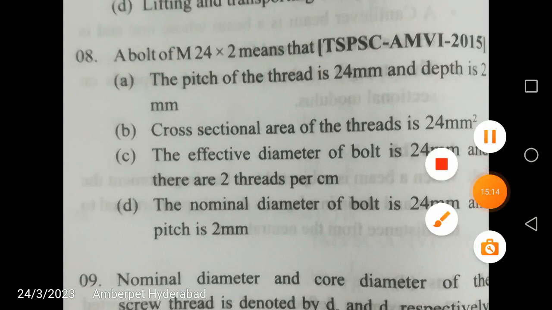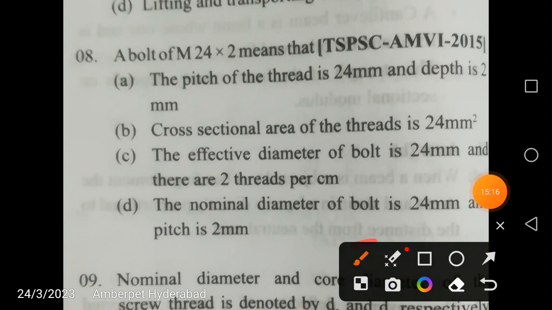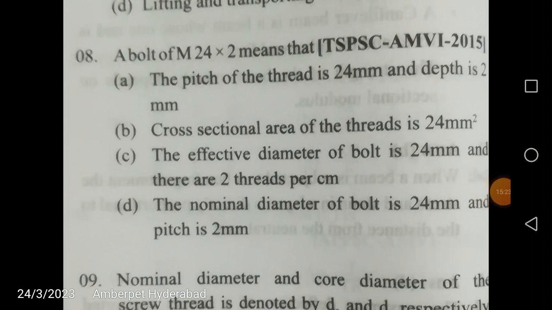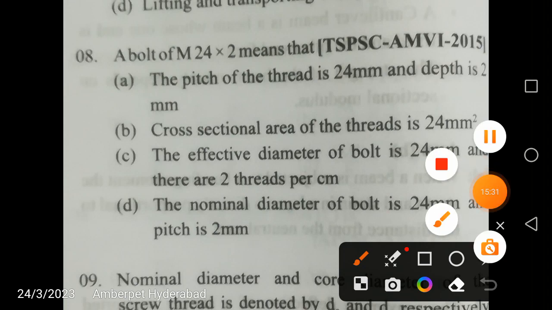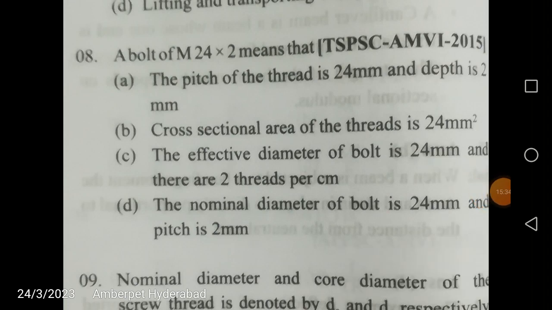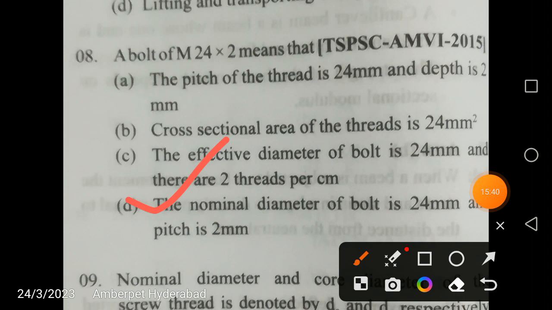The nominal diameter or major diameter, or it is DO, is 24, and M here signifies metric thread, and 2 is the pitch, that means the distance between the successive thread peaks or troughs. Peak is the highest portion of the thread cross section, and trough is the lowest portion of the thread cross section, or the shape of the threads. The correct answer is D.